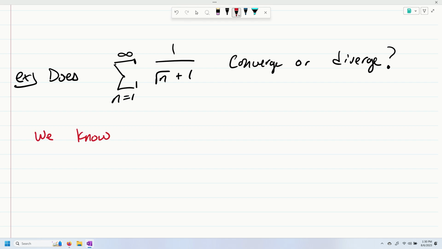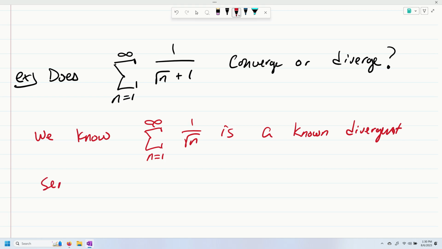We know one over the square root of n is a known divergent series. And that's because 1/2 is less than 1, so it fails that p-test thing. All right? So let's go ahead, let's see what happens when we try the limit comparison test.